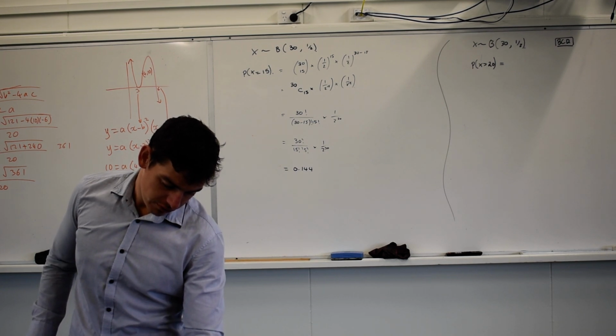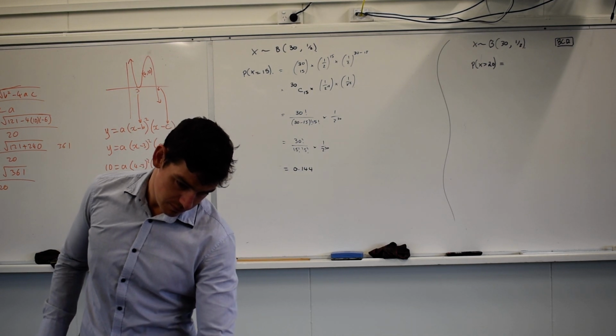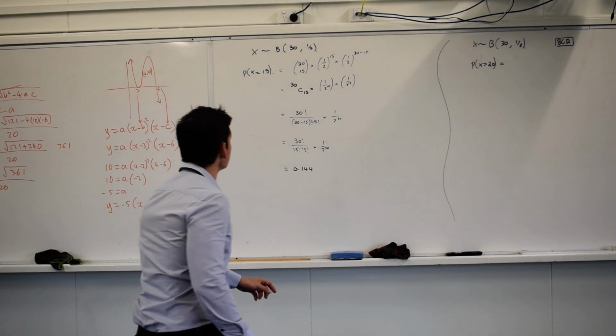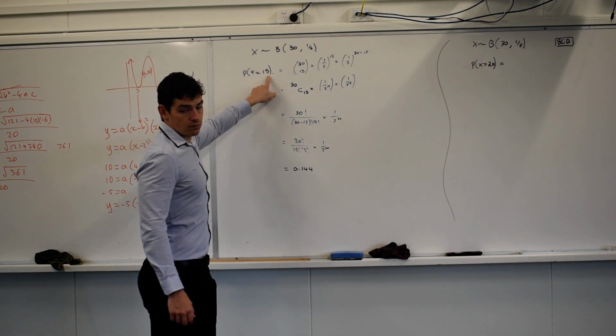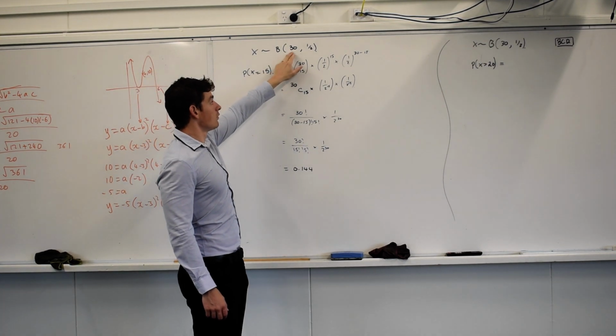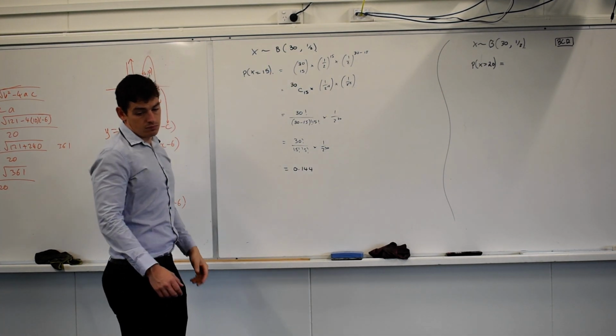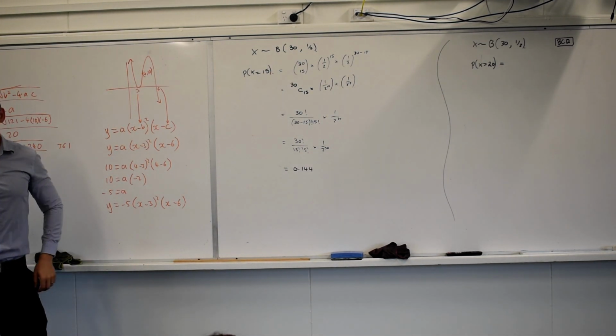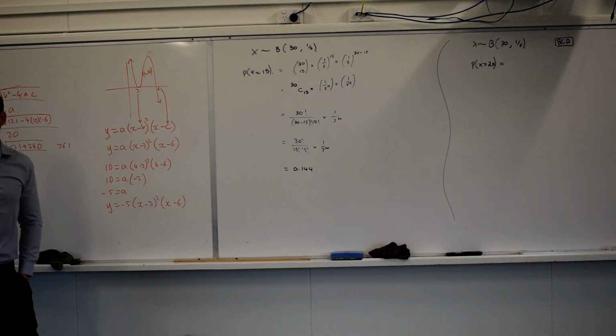30 trials, 0.5 probability. Why are you getting 0.04? There's a 15 point. You have the large. Okay. Does that make sense?